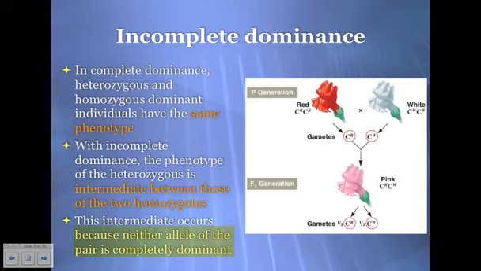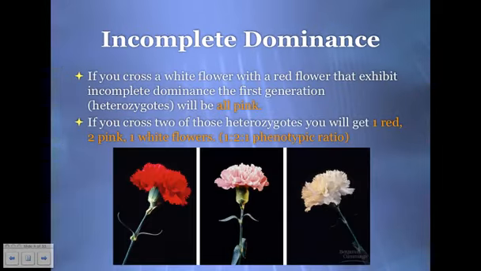In the picture on the right, we have a red flower crossed with a white flower producing pink offspring. Let's look at an example more closely. If you cross a white flower with a red flower that exhibit incomplete dominance, the first generation will all be pink phenotypically, and they will genotypically be heterozygotes. However, if you cross two of those heterozygotes, the parent phenotypes, red and white, will appear in the F2 generation. So a crossing of two heterozygotes will result in a 1 to 2 to 1 phenotypic ratio: 1 red, 2 pink, 1 white.